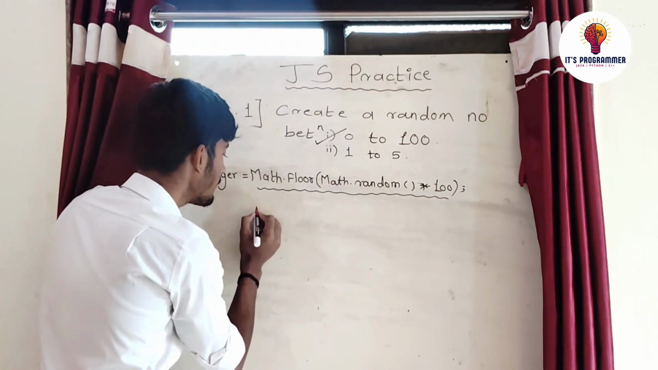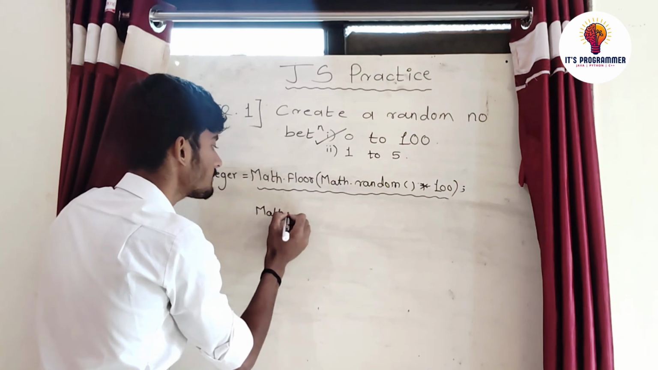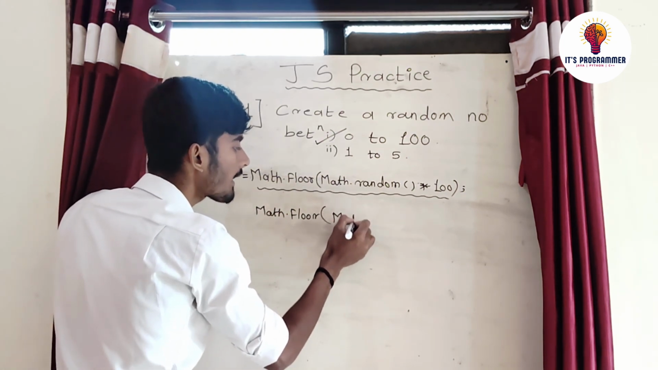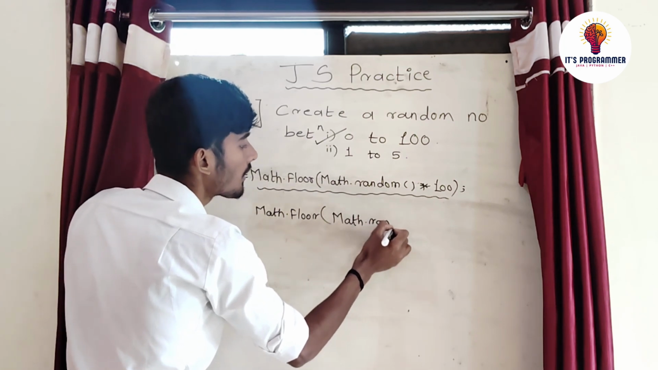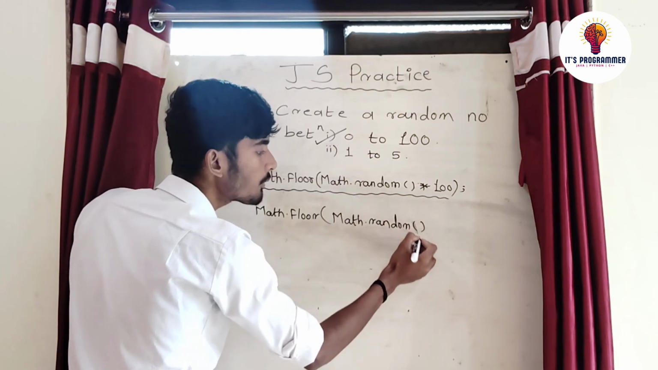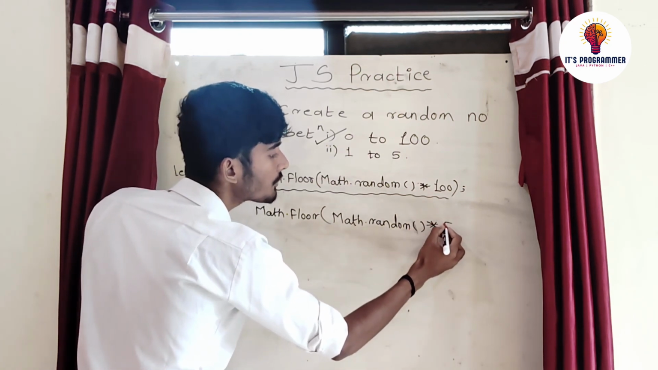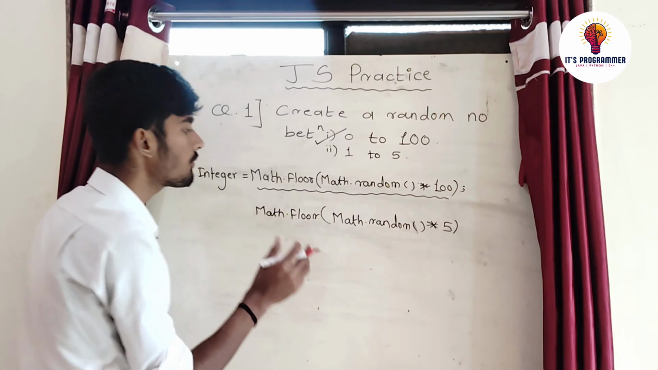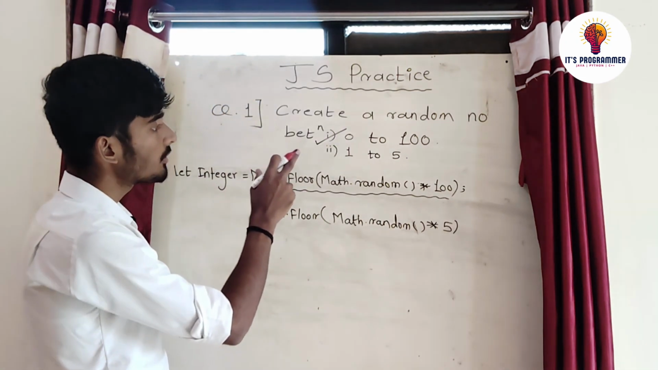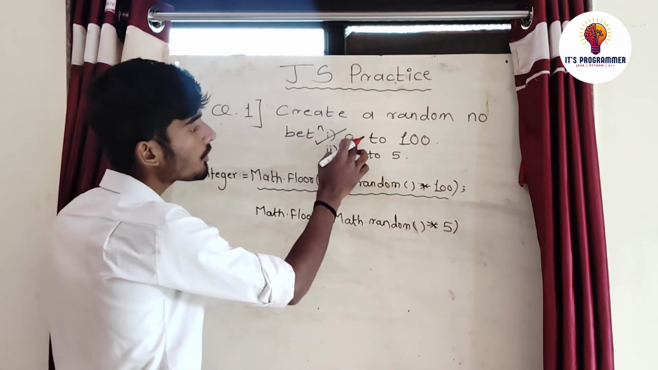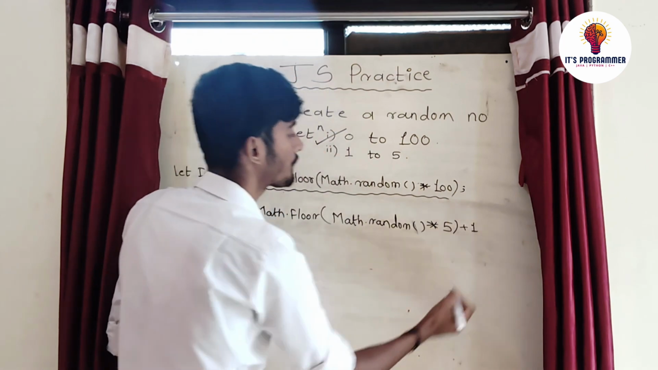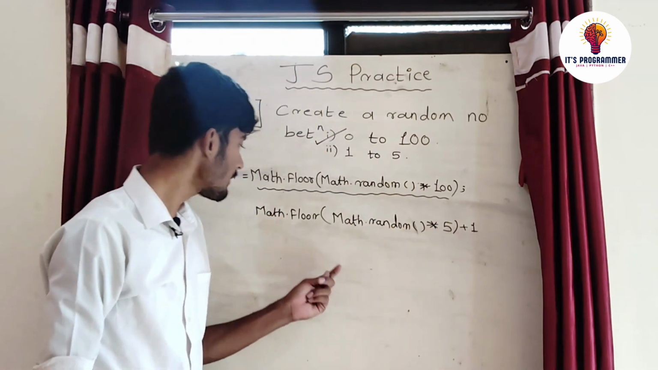So what we will do here, math.floor, then in that math.random, how many numbers do we want? We want 5 numbers. So here in multiplication we will use 5. We want 5 numbers, and we want one number extra, meaning not from 0, we want the numbers from 1. So we will simply add here +1. Do you understand that? Okay, got it.